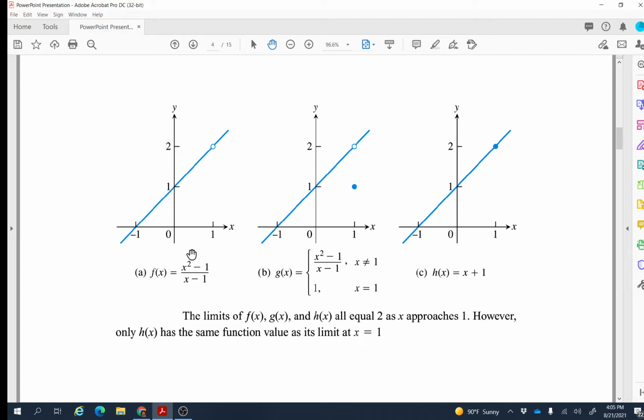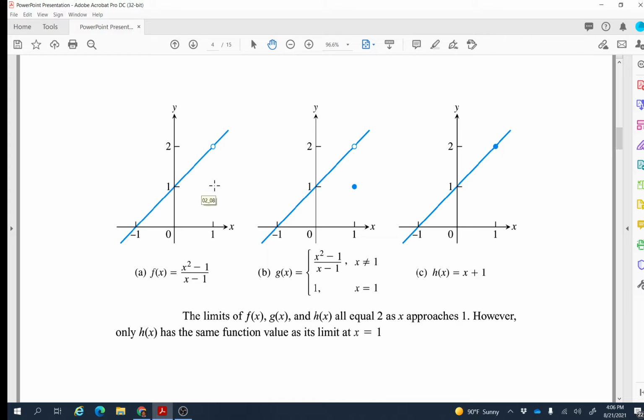The first graph is the very same one we were using in the previous example. The second one has one additional point. This is a piecewise function. When x is not equal to 1, our function is similar to f of x, and when x equal to 1, the value of this function is 1. Here the function is x plus 1, which is very similar to the first function, which is just a simplification of the first function. Okay, and now we try to find out what happens when x approaches 1. From the previous example, we can say that for the first graph, when x approaches 1, the value of the function approaches 2.